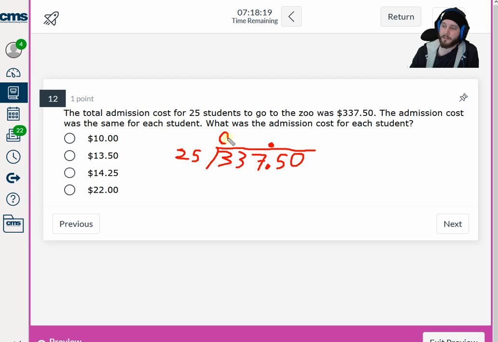25 does not go into 3 at all. 25 does go into 33, only one time. So I can already cross that out since I know it doesn't start with a 2. We're going to subtract 25 from here.